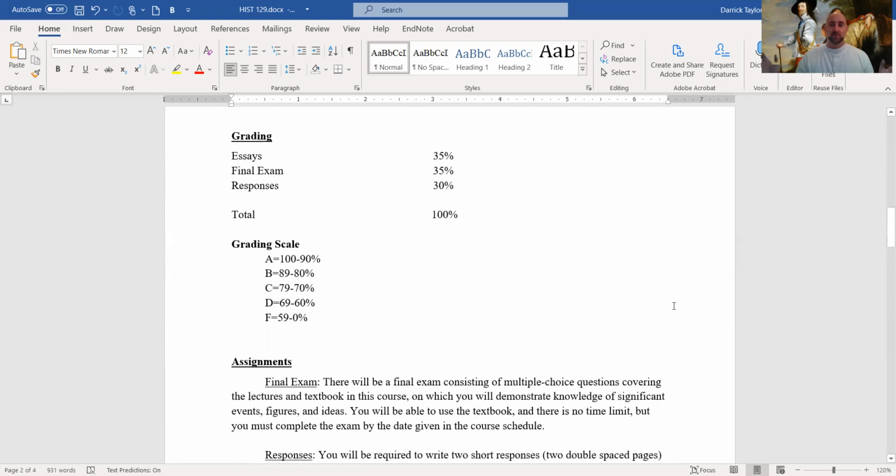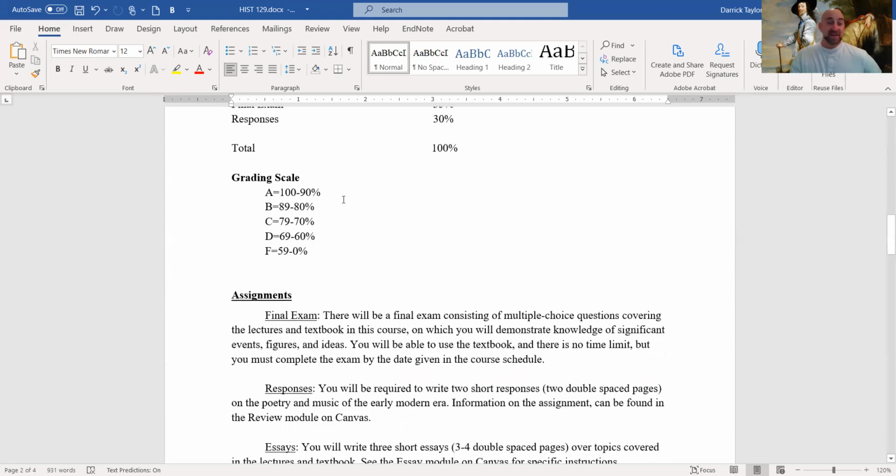Grading, you'll be graded on 3 different types of things. You'll have 3 essays to write, 3 shorter essays, 35% of your grade. Final exam, 35%, we'll get to in a moment. And responses, your written responses to a couple of things. Actually, to the poetry you'll have to read as a response, one of those things. And that's your grade there. Grading scale is standard: 90 for an A, 89 to 80 B, and so on and so forth.